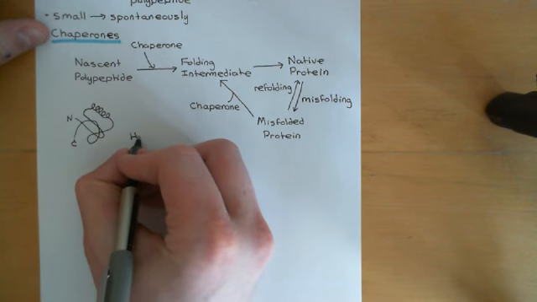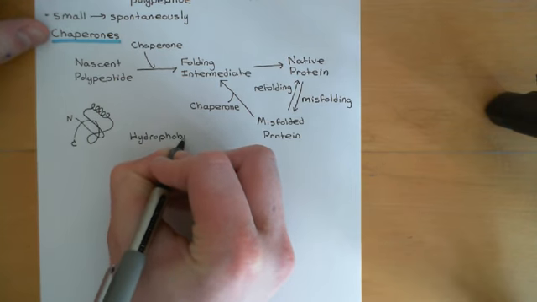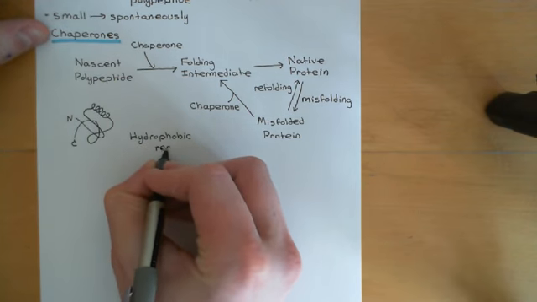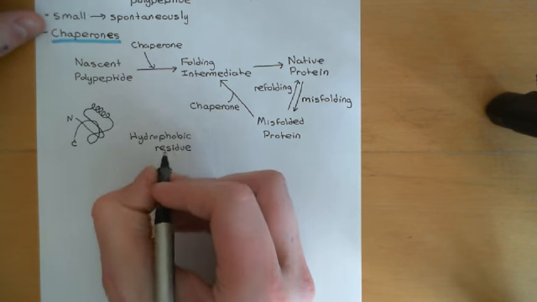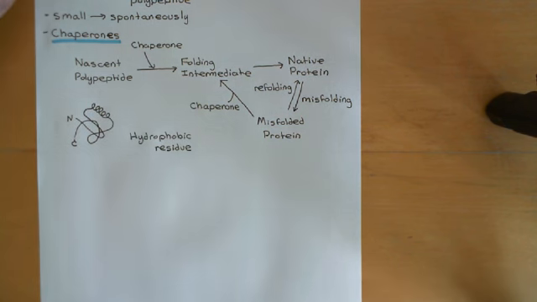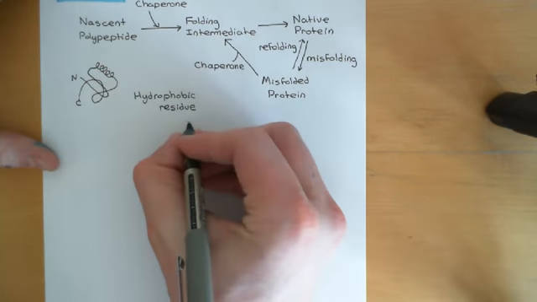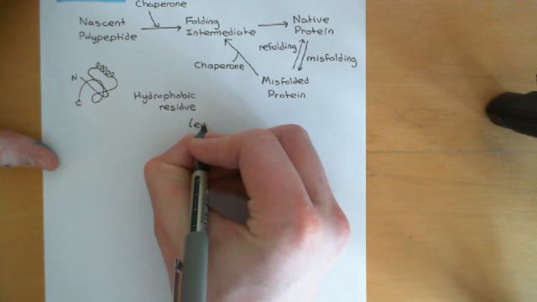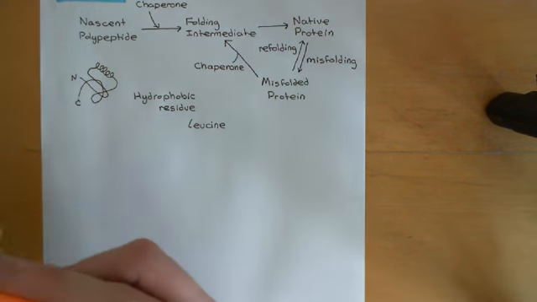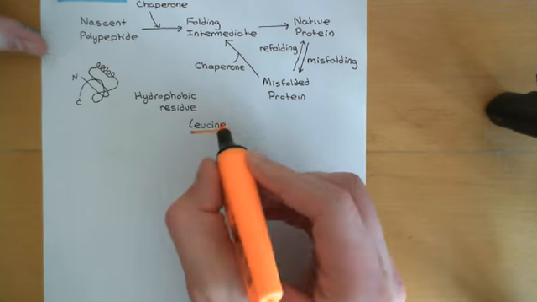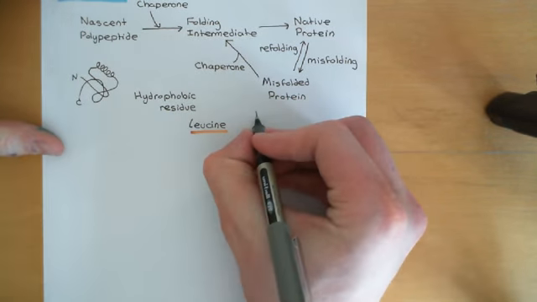Okay, so let me just make sure that everyone understands what I mean by a hydrophobic residue. A hydrophobic residue is one with an extremely neutral structure and therefore one that doesn't interact well with water. Okay, so let me give you an example of an extremely hydrophobic residue. One of the classic examples would be the amino acid leucine. Okay, so let me just draw the structure of the amino acid leucine out for you.